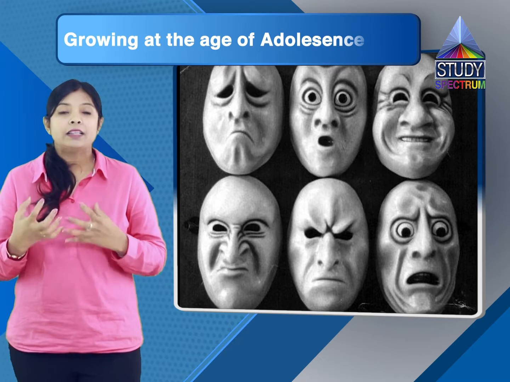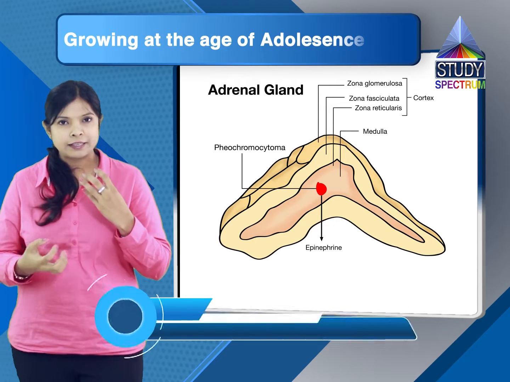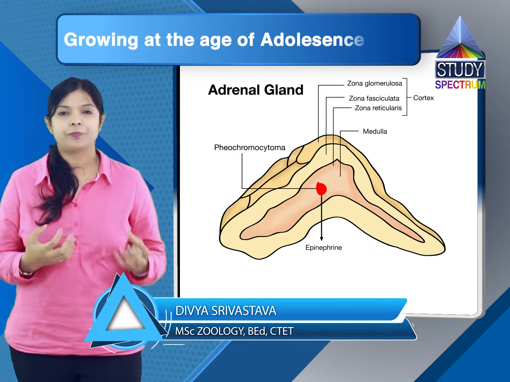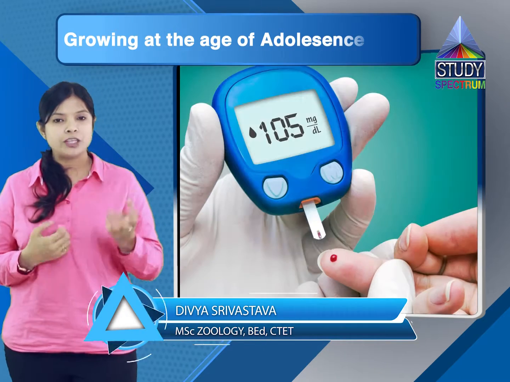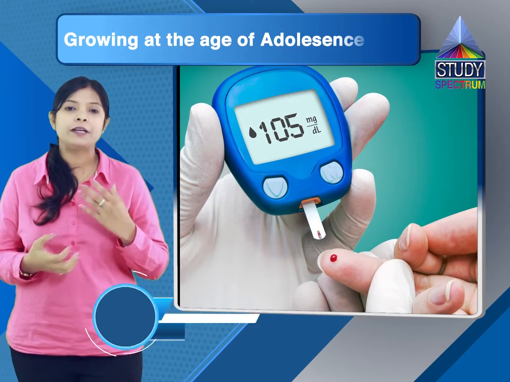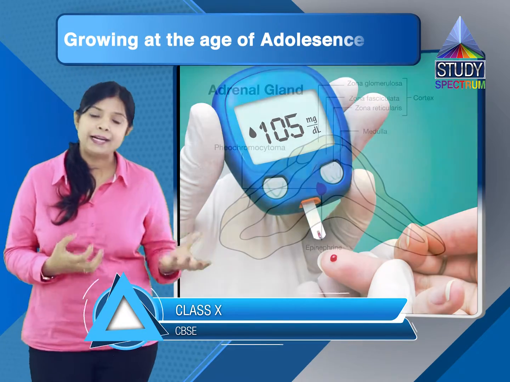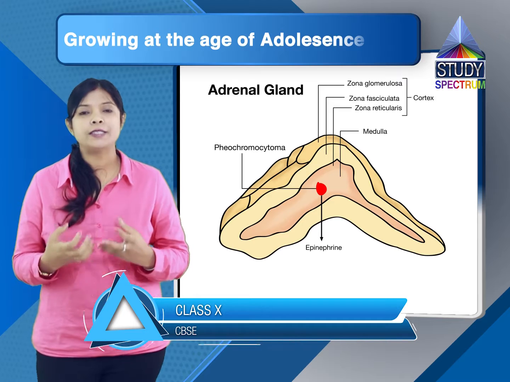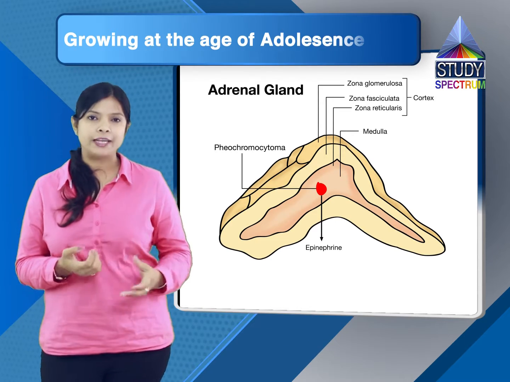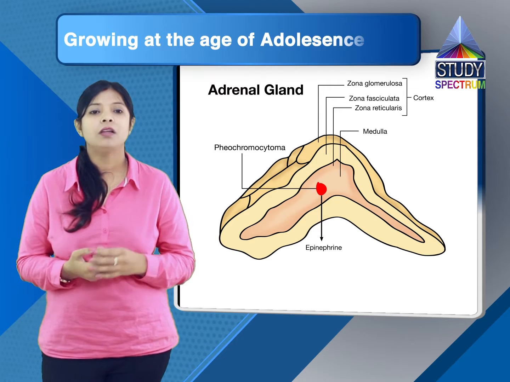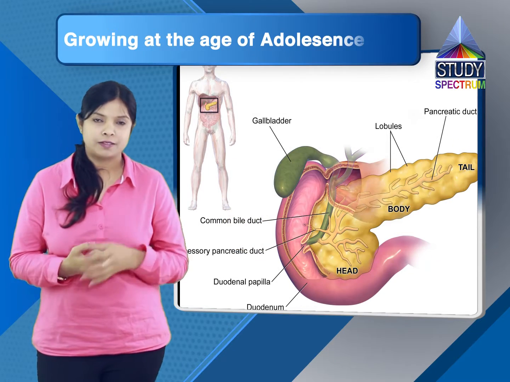Other than this, what is the role of the adrenal gland? There is a sudden change in our body. It increases the heartbeat, it increases the blood sugar level, and it also increases the energy level. So it was all about the adrenal gland, and the hormone released is adrenaline or epinephrine, that is called the fight or flight hormone.